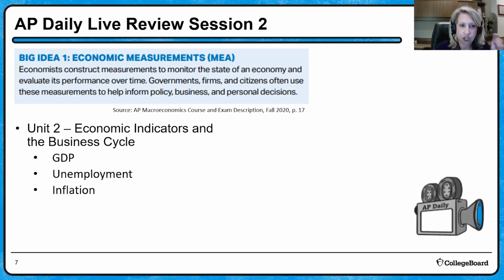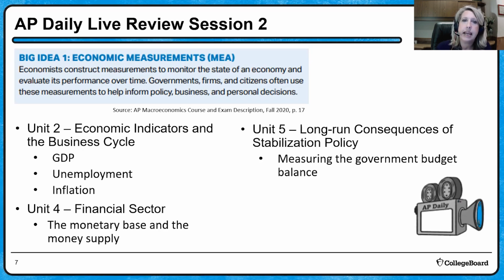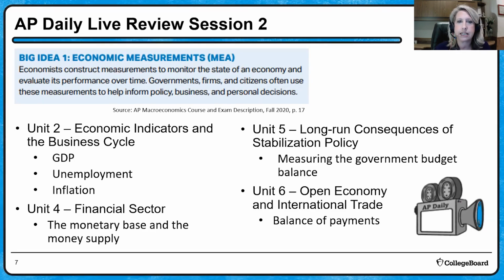So we're going to be visiting Unit 2, Economic Indicators and the Business Cycle: GDP, unemployment, inflation. Those are our big three indicators of macroeconomic health. We're going to spend a little bit of time in the financial sector talking about how we measure monetary aggregates. So we'll take a look at that. In Unit 5, we're going to learn a tool for measuring the government budget balance. And then we'll come into Unit 6 and we're going to use that same tool to see how we can measure the balance of payments. So that is what is on tap for tonight.